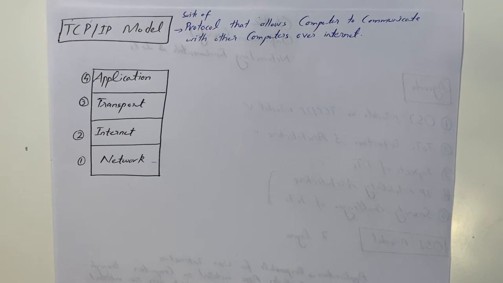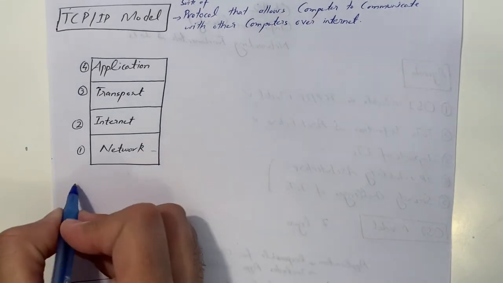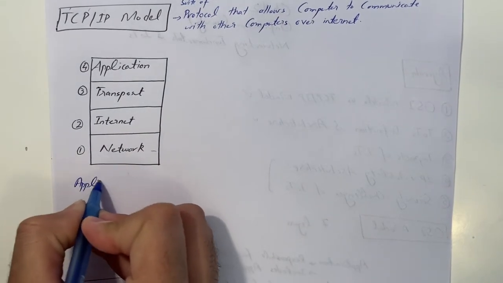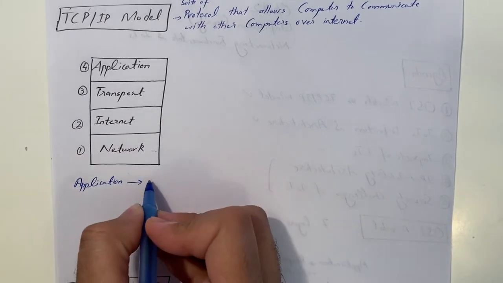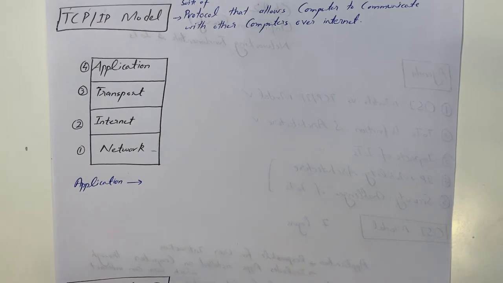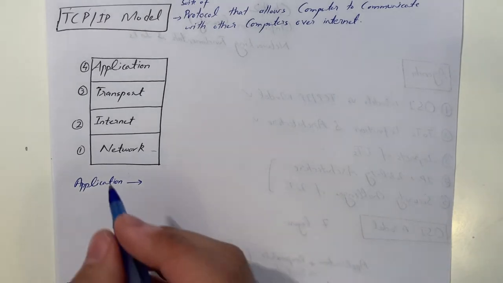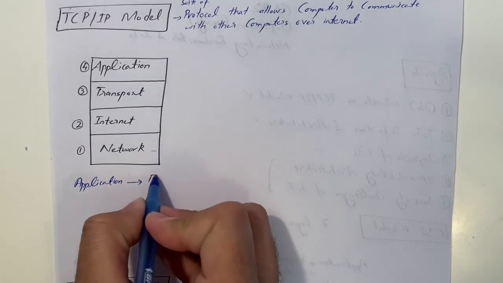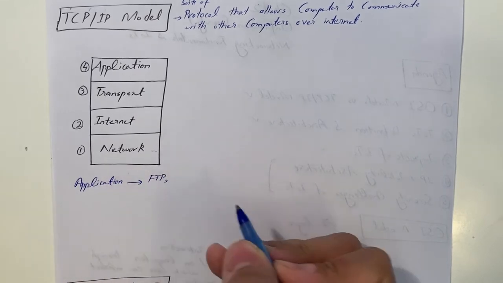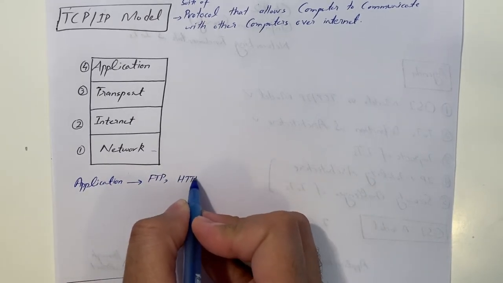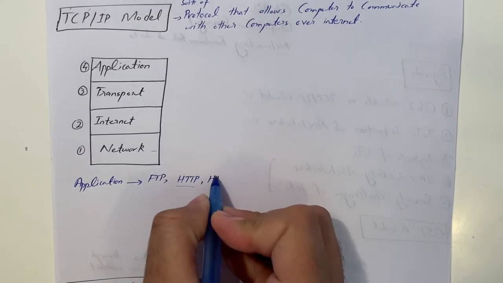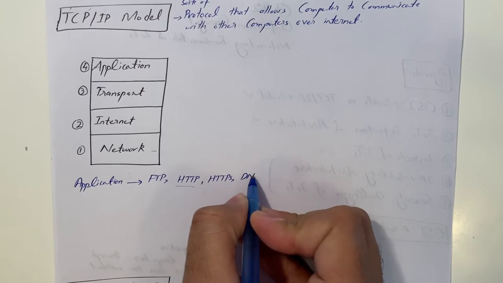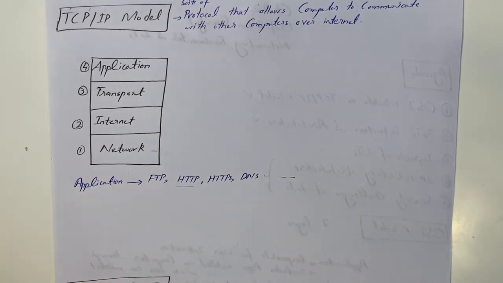So let me just give you a basic overview. Application layer, as I mentioned, includes all the applications, for example, your Google Chrome browser, any kind of cloud-based application as well. The protocols that run on the application layer are FTP, file transfer protocol, HTTP, which whenever you open a website controls the content of the website, HTTPS, DNS, etc. All these protocols run on the application layer.